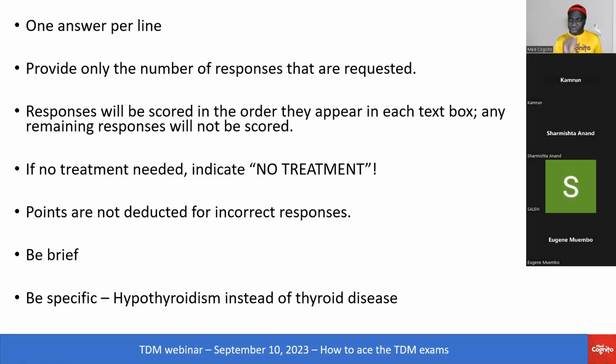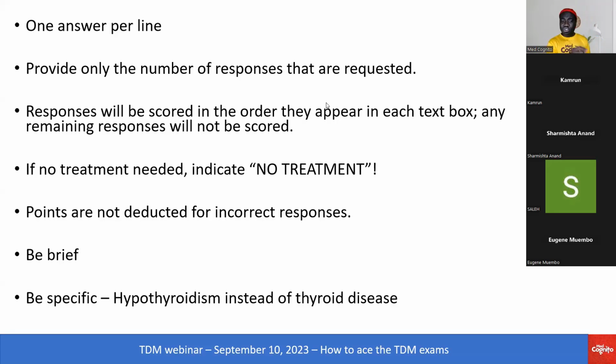And also provide only the responses requested. But you realize that unlike the QE one, where if they ask you for 4 and you put 5, you get 0, this one, if they ask you for 4 and you put 6, what the examiner will do is that they are going to mark the first 4. So if you are writing any answer, make sure that you bring your best answers forward. And as much as possible, don't give more responses than you expected. So if the question says 4, give 4. Don't give more than 4, all right?